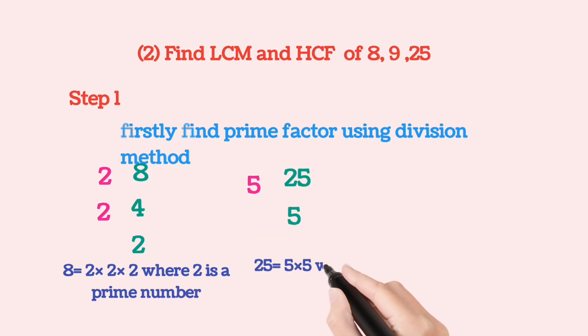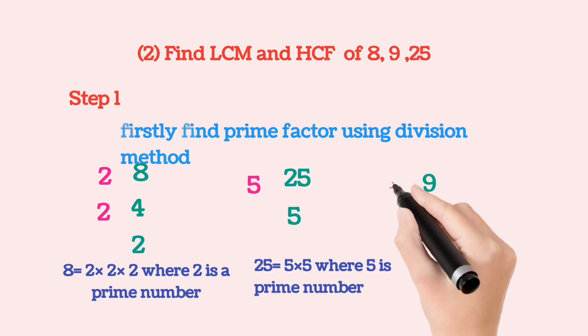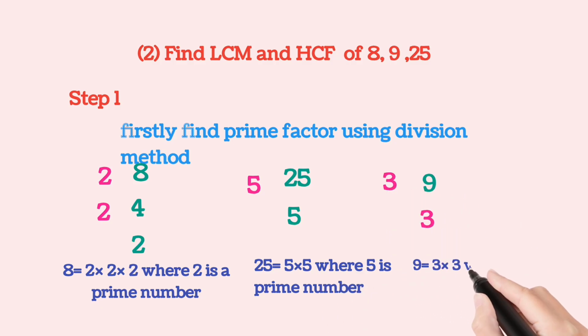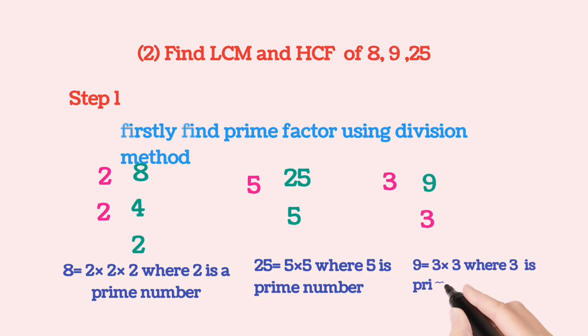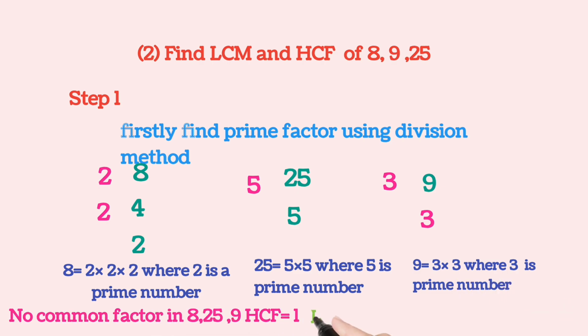Now 25 divided by 5, that is 5. 25 equal to 5 into 5, where 5 is a prime number. Now 9 divided by 3, that is equal to 3. 9 equal to 3 into 3, where 3 is a prime number. No common factor in 8, 25, 9. So HCF is 1. LCM equal to 2 to the power 3 into 5 square into 3 square, that will be 1800.